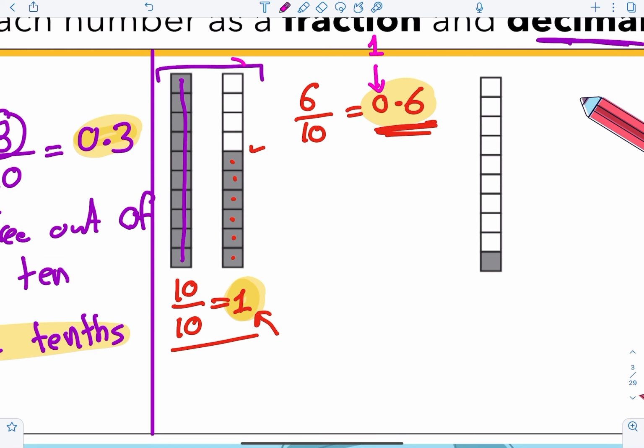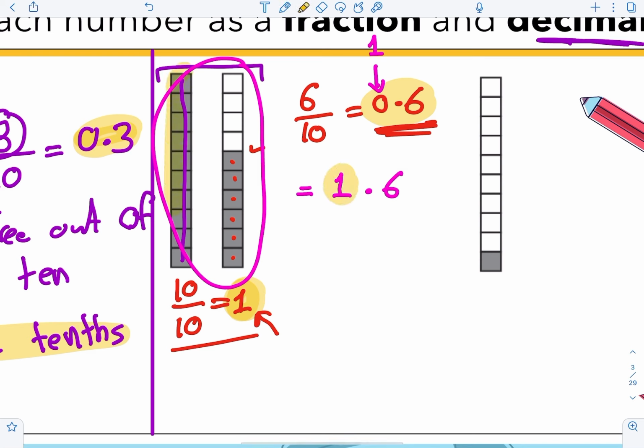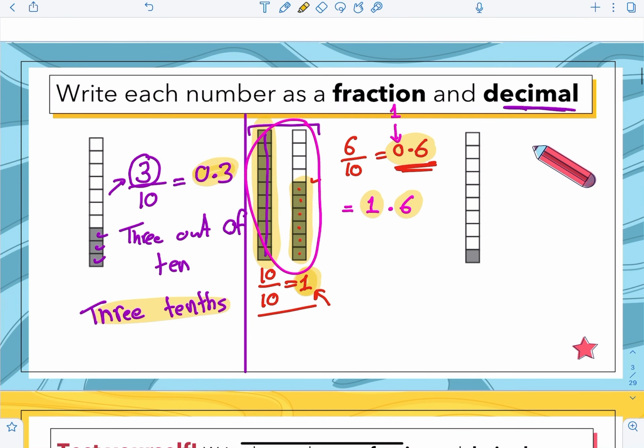So all of these two lines, both of them together, they will give me a 1.6. 1 because of the shaded line that all of it is shaded, and the 0.6 is because of these 6 shaded parts out of 10. So this is how I write that when I have a whole number like the 1. For example, if I have 2 shaded lines, all of them, you're gonna say 2 and so on, okay?